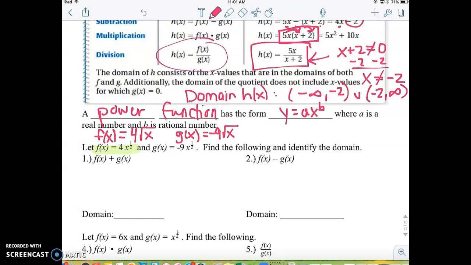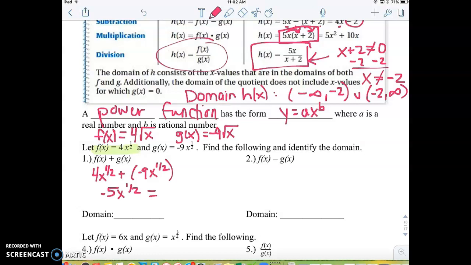The first one that we have to worry about, an even root, occurs right here. We've got the square root of x. So the first thing it asks us for is the sum of f of x and g of x. So if we have 4x to the 1/2 plus negative 9x to the 1/2, it's just combining like terms since they're both x to the 1/2. We add their coefficients. So 4 plus negative 9 gives us negative 5x to the 1/2, or in radical form, negative 5 square root of x.